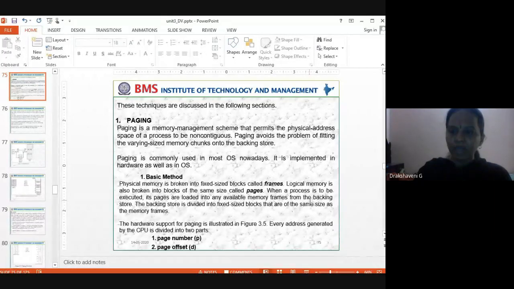Physical memory. Where is the physical memory? Physical memory is in the hard disk. Whatever memory is there in the hard disk is called physical memory. And how have we made that hard disk? Physical memory is broken into fixed-size blocks. We divide it into different blocks and call them frames.